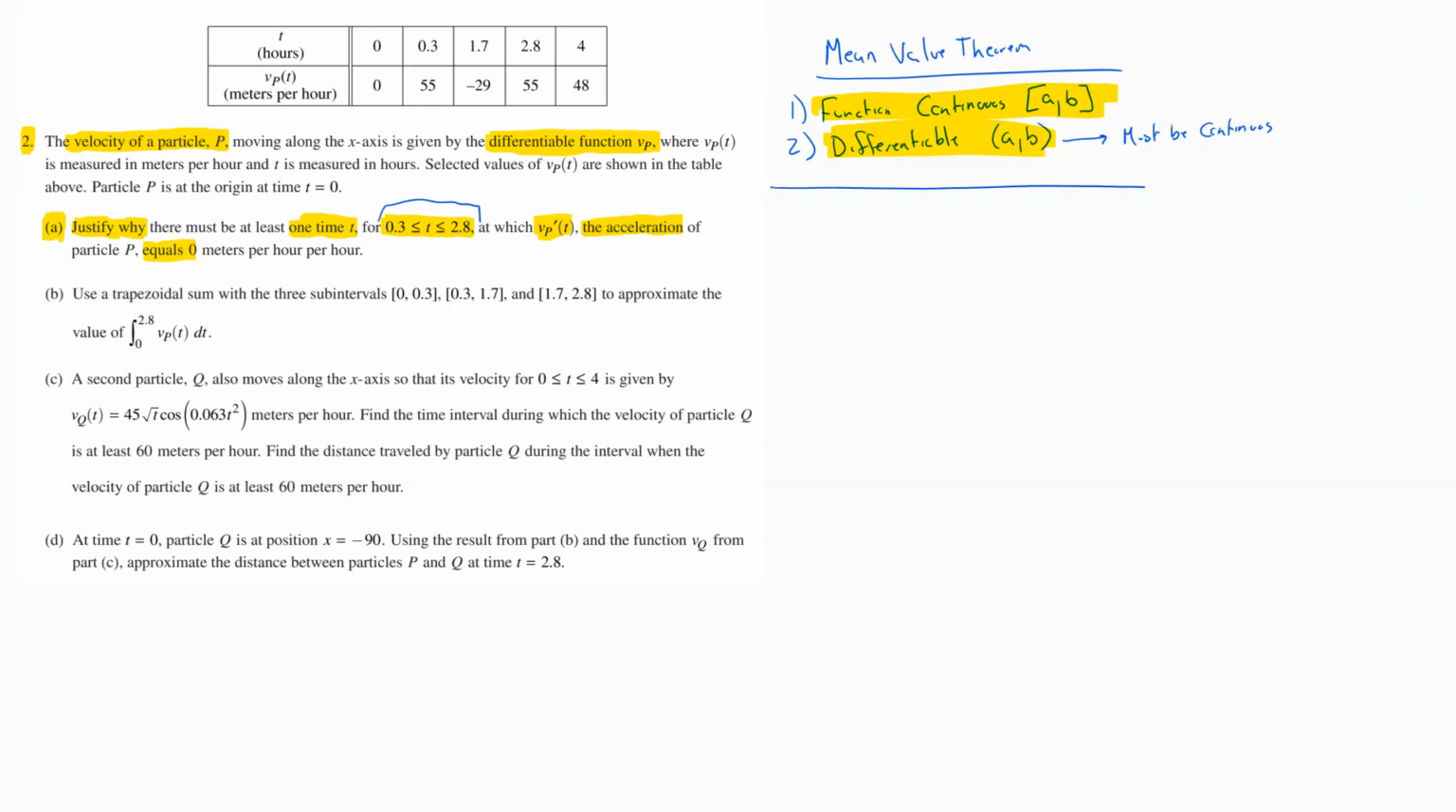And so because it's differentiable, we also know that this function is going to be continuous on that interval from A to B. So to start off on this, what you would want to do is tell them your original function, not what you're finding the derivative of, but the original function, v sub p of t, is differentiable and continuous on the interval they're talking about, so on the interval from 0.3 to 2.8. Therefore, the mean value theorem, I'm just going to call it MVT, applies.